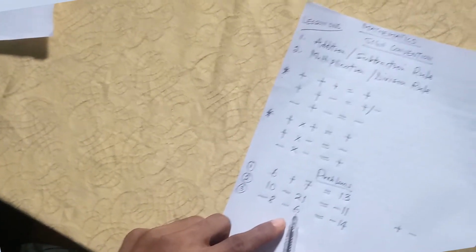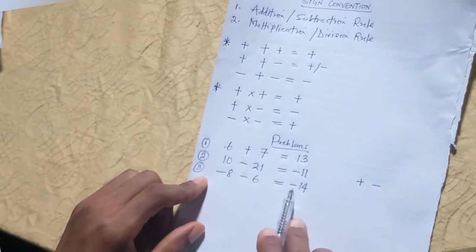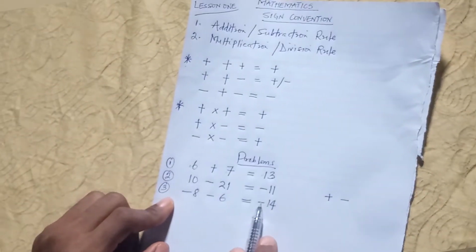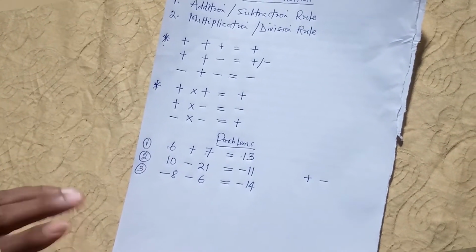So we have it as 8 plus 6, that gives us 14. And we bring down the sign of either because they are the same. So since the signs are the same, we simply put it down. That is for addition and subtraction rule.